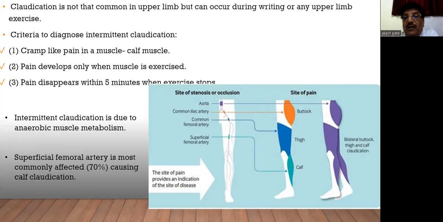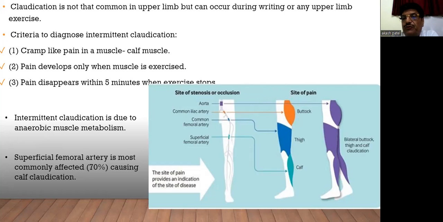So if the aorta is clogged, then the buttocks will be affected. With the common iliac artery, again, the buttock will be affected because the aorta supplies the common iliac artery only. If the common femoral artery or external iliac artery is obstructed, then of course the thigh will get the pain, and if the superficial femoral artery is occluded, then the calf is the most likely to be affected. So the site of pain also provides an indication of the site of disease.